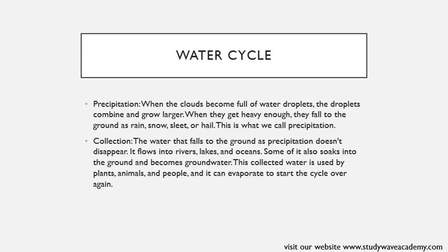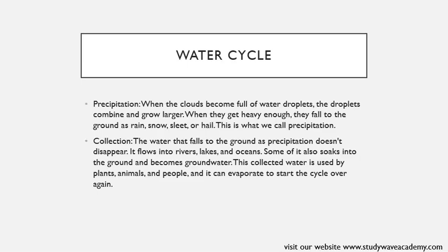Collection. The water that falls to the ground as precipitation doesn't disappear. It flows into rivers, lakes, and oceans. Some of it also soaks into the ground and becomes groundwater. This collected water is used by plants, animals, and people, and it can evaporate to start the cycle over again. So the water that falls on the ground flows into rivers, lakes, and oceans. Some of it also soaks into the ground to replenish underground water source.